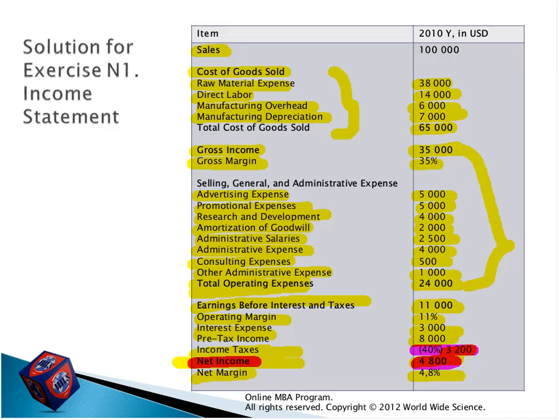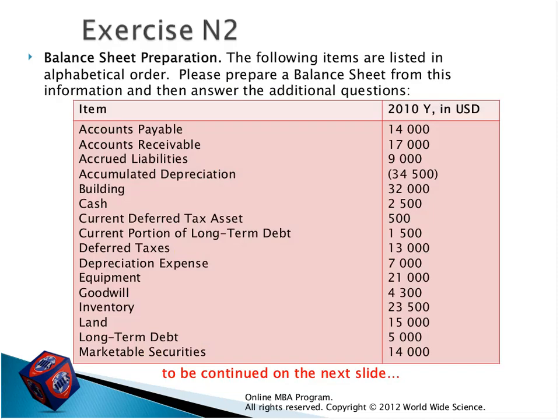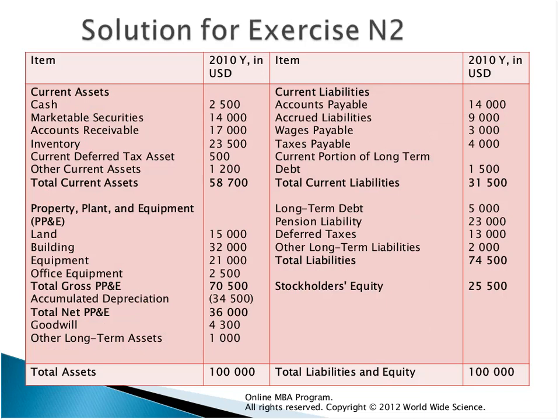Now we are going to move on to the next assignment, which is the balance sheet preparation. Here you are given some items in alphabetical order. You should prepare the balance sheet, and you have some additional questions. The table comes under two slides, with a continuation of the slides. So let me show you the solution for exercise number 2, the balance sheet. Have you got this amount for the total assets, which is balanced? We have 100,000, and the total liabilities and equity is 100,000 as well.